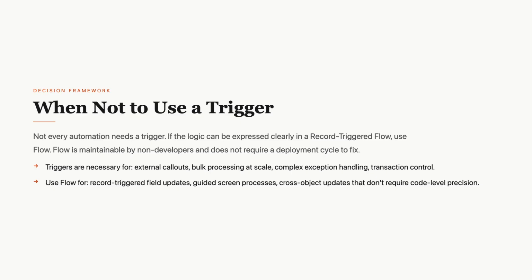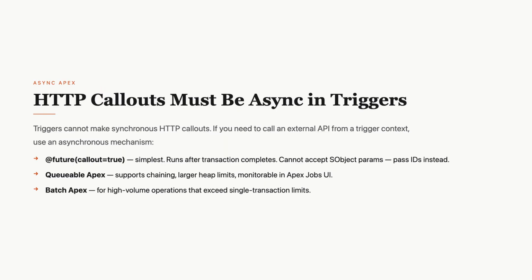Testing patterns. Use Test.startTest and Test.stopTest to reset governor limits between setup code and the code under test. Test.startTest gives you a fresh set of governor limits for the action you're testing. Use System.assertEquals to verify the expected results. Test both positive and negative cases. What should happen when the trigger fires correctly, and what should happen when the logic should not fire, e.g., a field that hasn't changed on update.